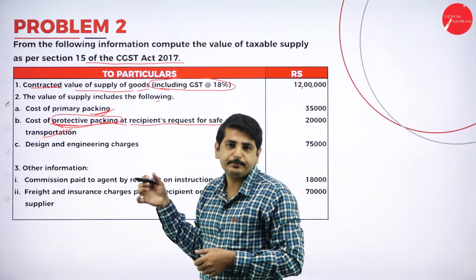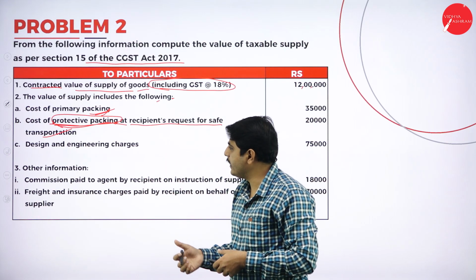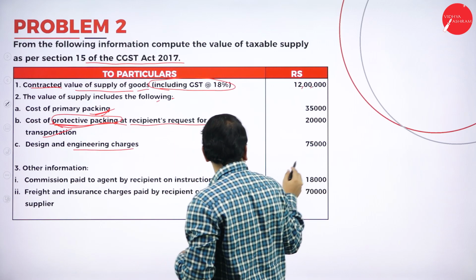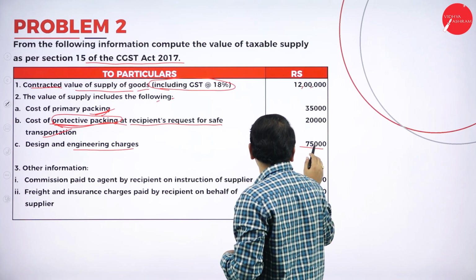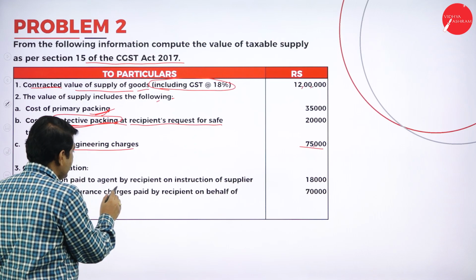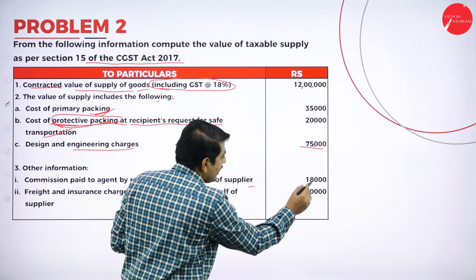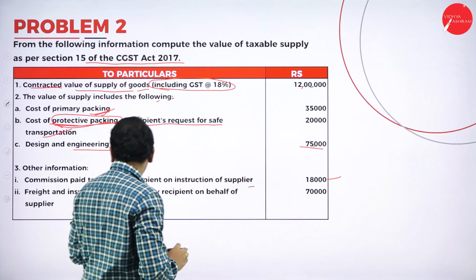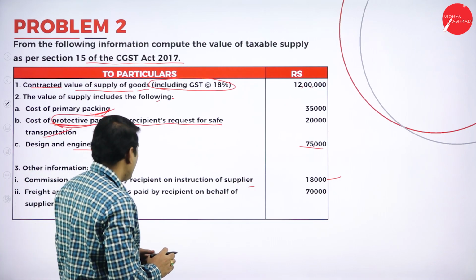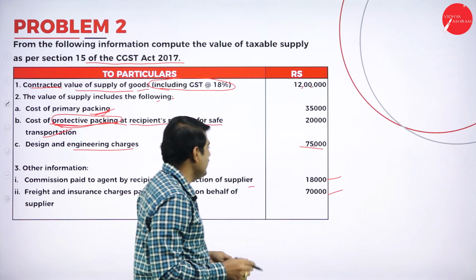If that item is not included in the value of supply, we have to include it. Next one, design and engineering charges. The amount is 75,000. Next one, other information, commission paid to agent by the recipient on instruction of supplier. So any commission paid by the recipient. Next one, freight and insurance charges paid by recipient on behalf of the supplier, 70,000. These are the information they have given.